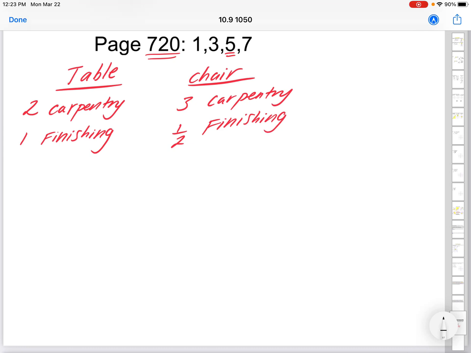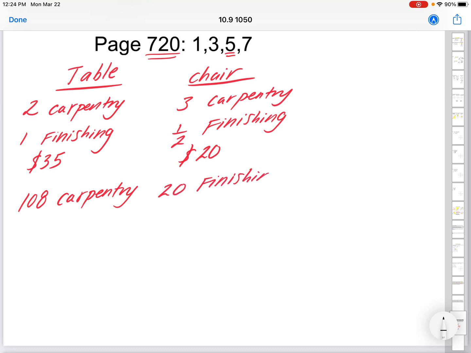And then it says the profit is $35 per table. And the profit for chairs is $20. And then it says the manufacturer's employee can supply a maximum of 108 hours for carpentry and 20 hours of finishing per day. Okay. So then how many tables and chairs would maximize profit?